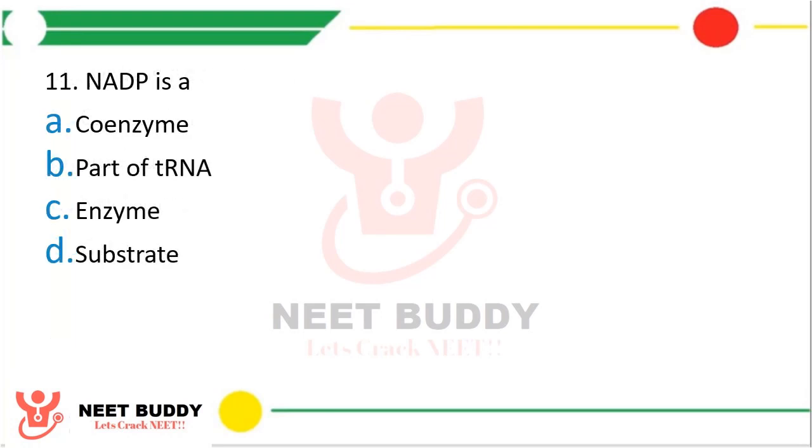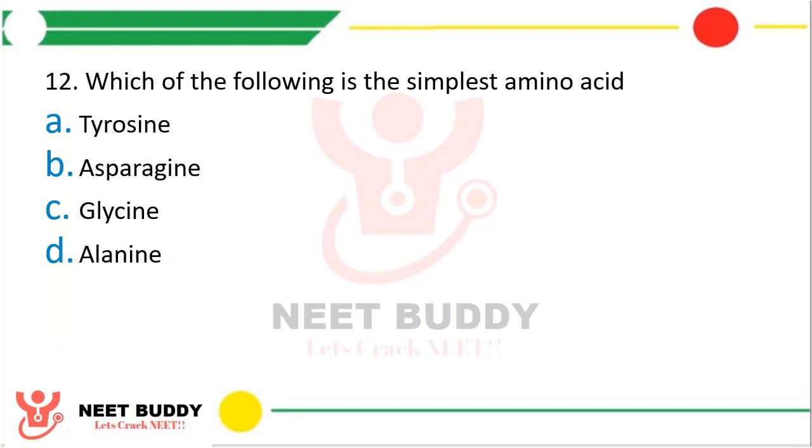Question number 11. NADP is a option A, coenzyme, option B, part of tRNA, option C, enzyme, or option D, substrate. The correct answer is option A, it is a coenzyme. Question number 12. Which of the following is the simplest amino acid? Option A, tyrosine. Option B, asparagine. Option C, glycine. Option D, alanine. The correct answer is option C, that is glycine is the simplest amino acid.